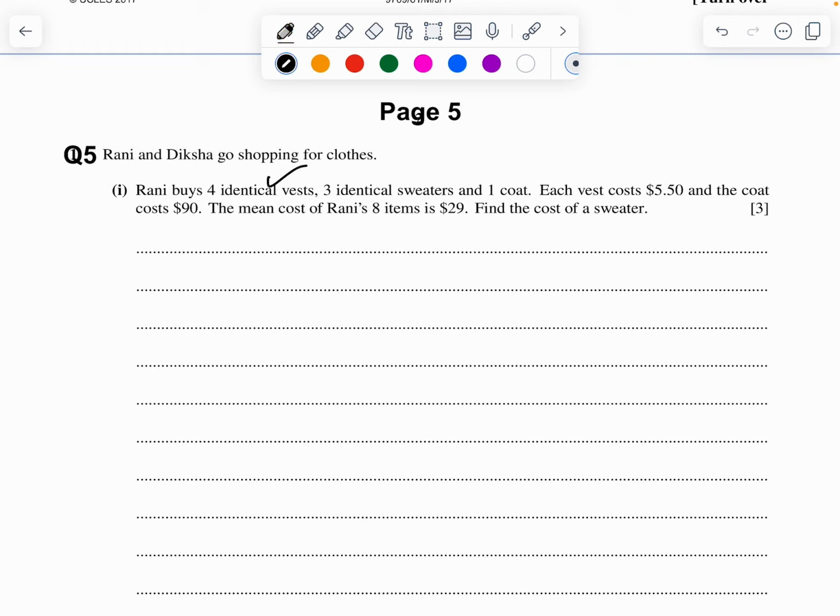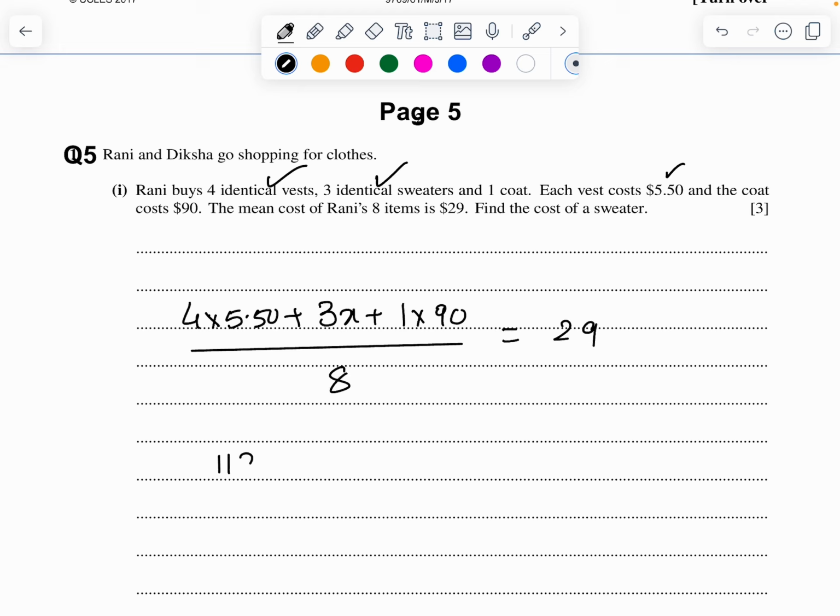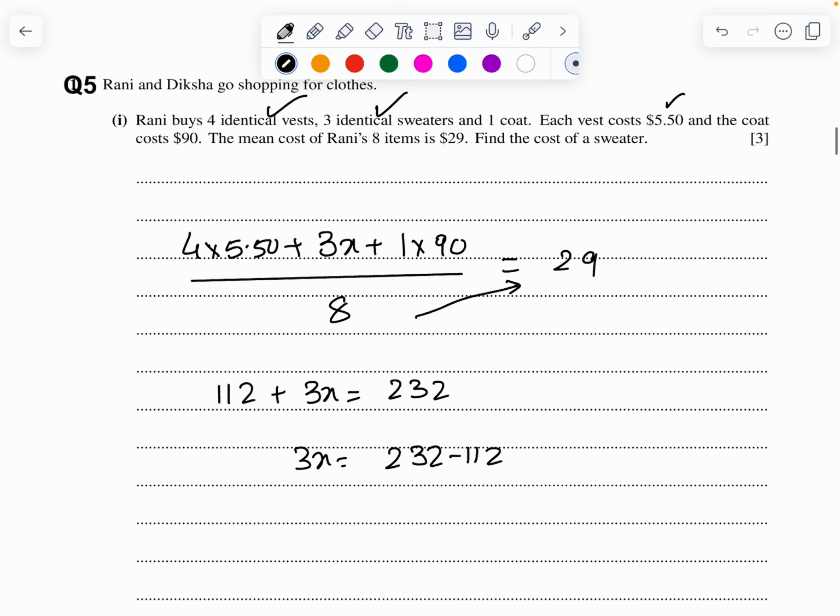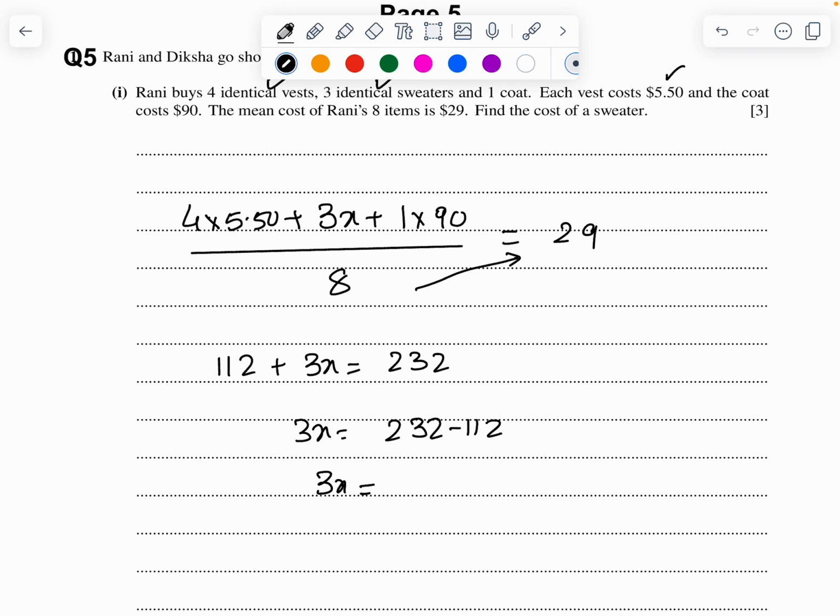4 identical vests. Each vest is costing 5.5, so 4 times 5.5. 3 identical sweaters, we don't know, let it be x. And 1 coat, which is 90. Total divided by how many items? 8. Equals the mean, 29. So 112 plus 3x equals 8 times 29, which is 232. So 3x equals 232 minus 112, 3x equals 120. So x equals 40. That is going to be the cost, so $40.